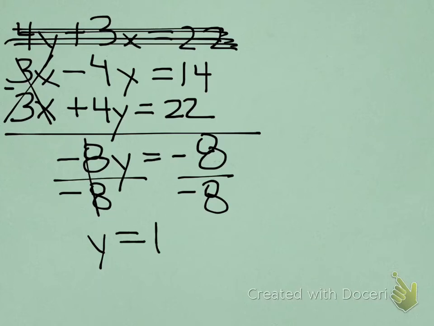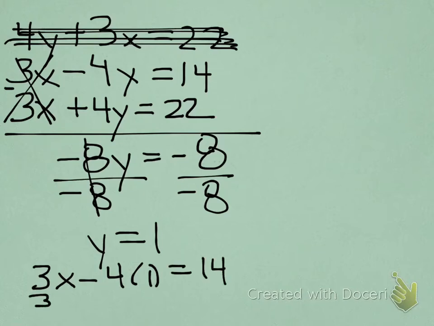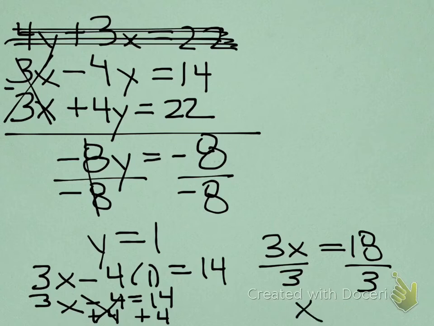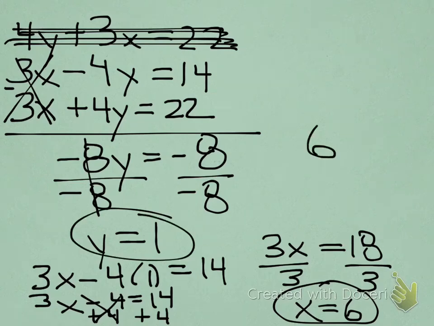And then I'm trying to get x, so I need to take y equals 1 and plug it into either equation. I'll do the first one, so 3x minus 4 times 1 equals 14. So 3x minus 4. I need to add the 4, and I get 3x equals 18, so x would be 6. And I write it as an ordered pair, so my answer is 6, 1.